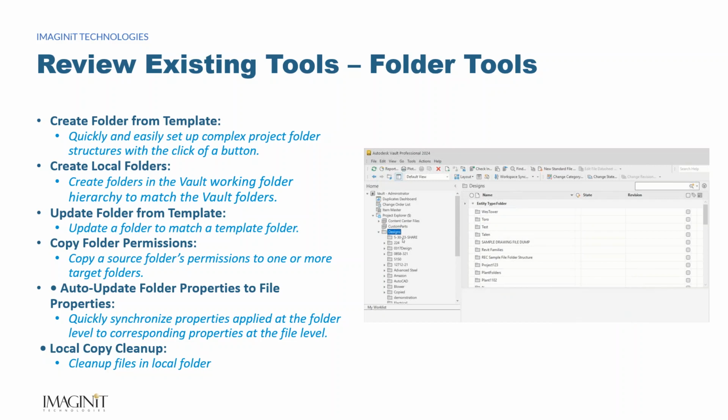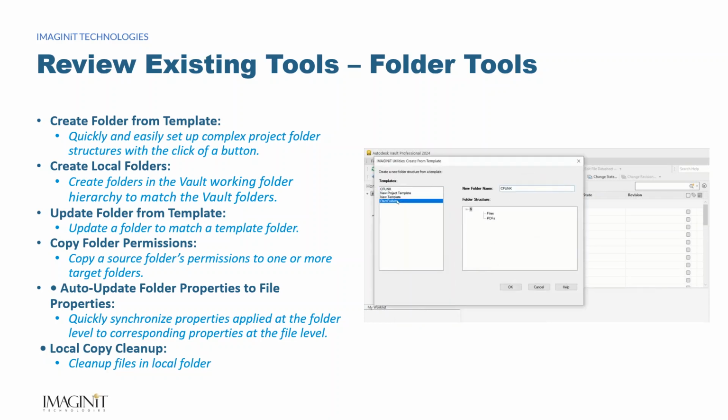We can automatically update folder properties to a file. So a folder can have properties just like a file can have properties. And maybe it's got a project name for that folder. Maybe it's got a project number, an area code that we need to work with. These are all the things about this, and I want to update all of the files in that folder with that same information. There's a tool that's available for us to do that. So it synchronizes all the properties applied at the folder level, pushes them down to the file level.